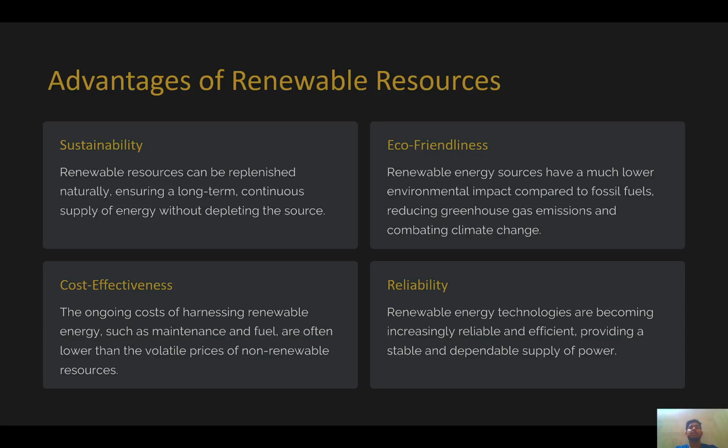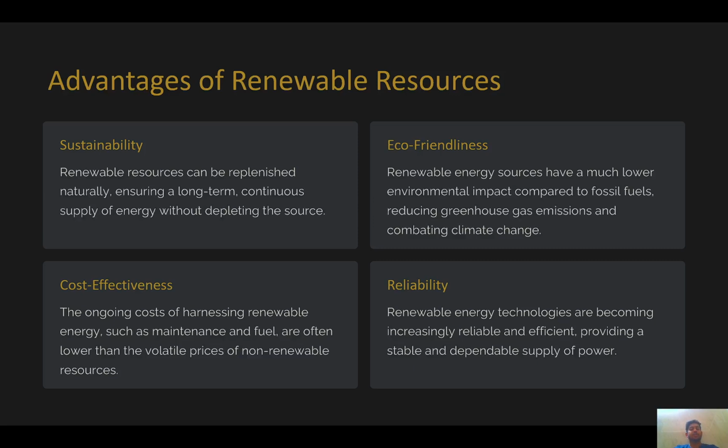Let's see advantages of renewable resources. There are several advantages compared to non-renewable resources. Sustainability. Renewable resources can be replenished naturally, ensuring a long-term continuous supply of energy without depleting the source. Eco-friendliness. Renewable energy sources have much lower environmental impact compared to fossil fuels, reducing greenhouse gas emissions and combating climate change.